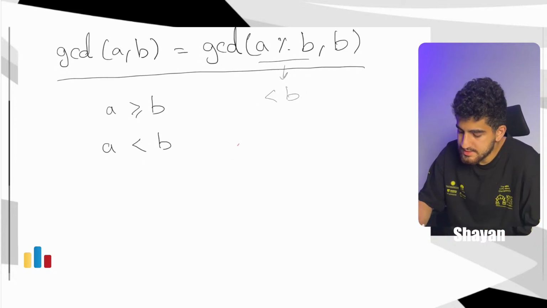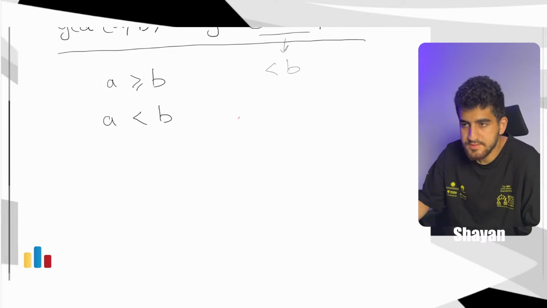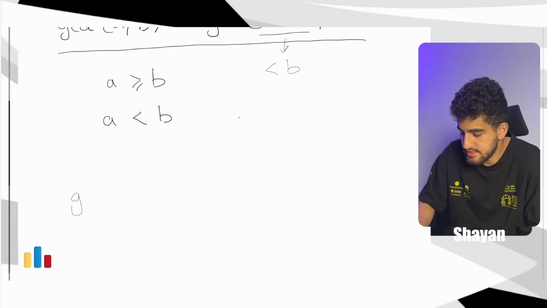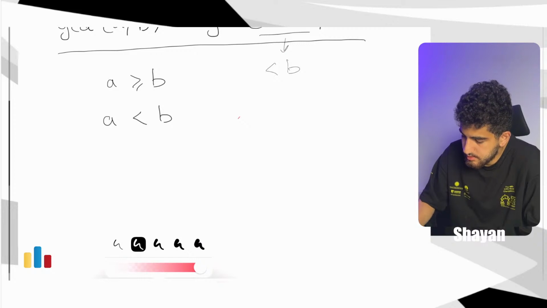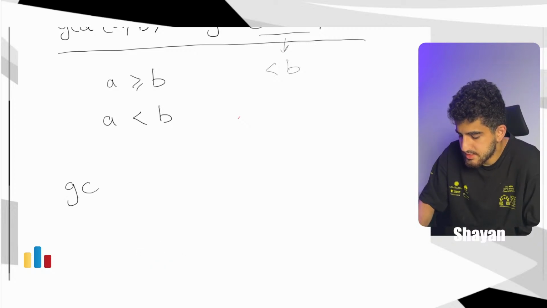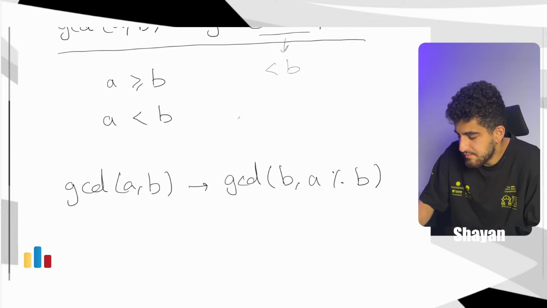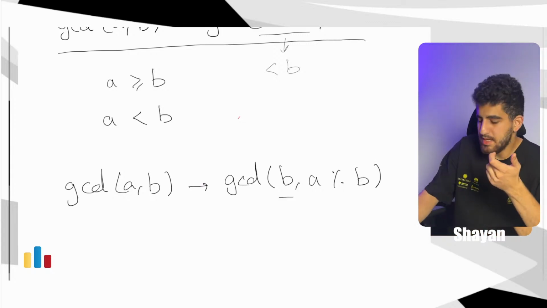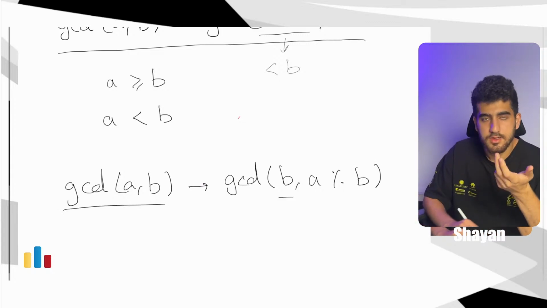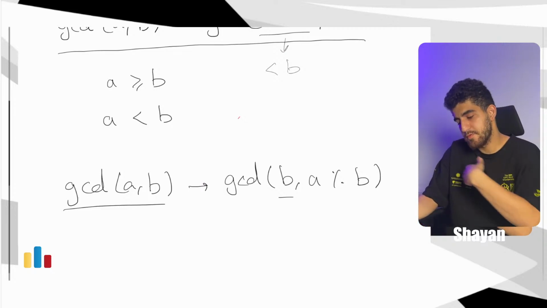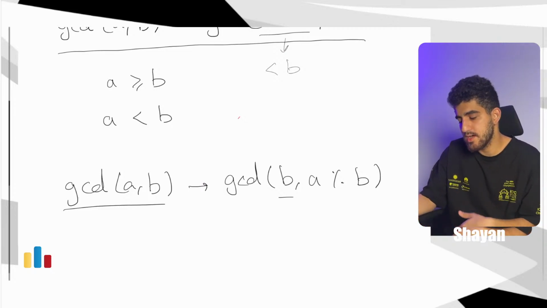So what we can say is that when we want to calculate GCD of A and B, we can try to make our numbers smaller. When we have A and B, we can just turn it to GCD of A modulo B and B, or B and A modulo B, because I try to make the first number the bigger one. Maybe in the first step it's not, but from the second step forward, always the first number is going to be the greater number.